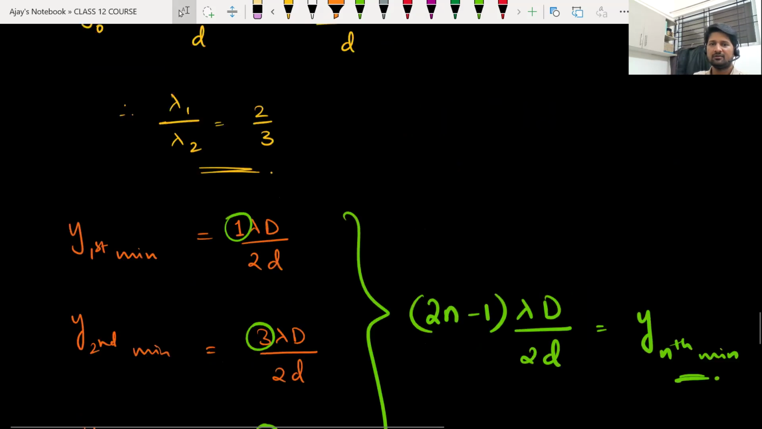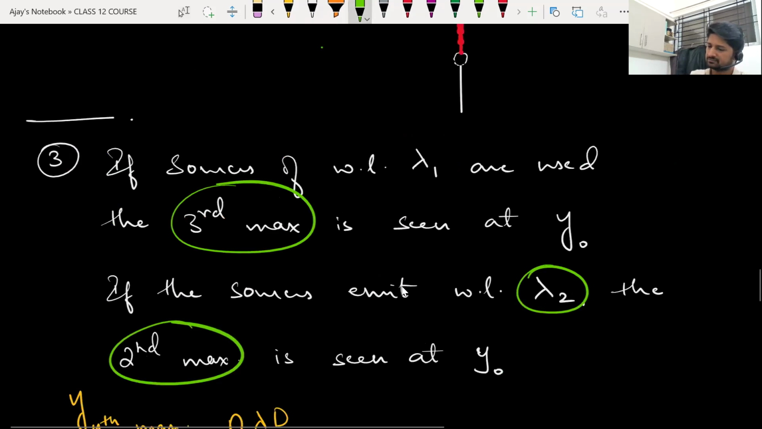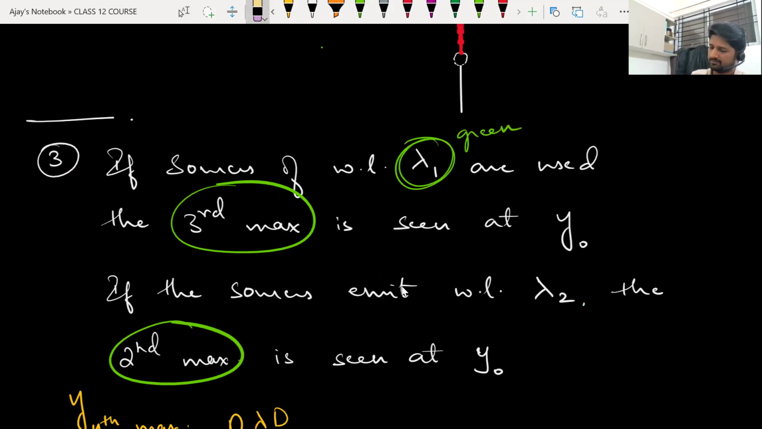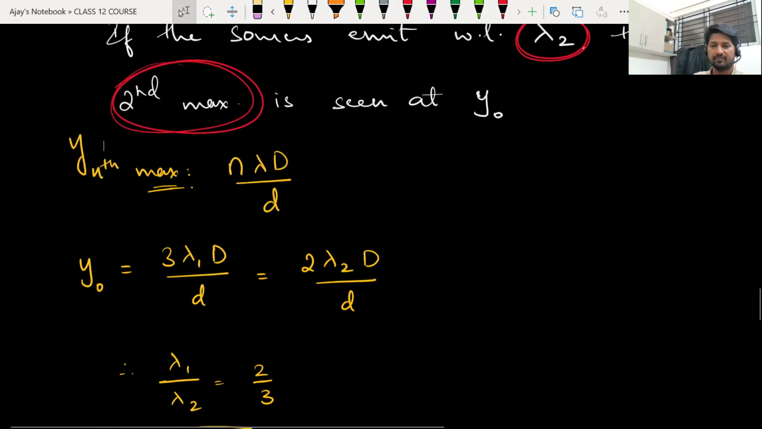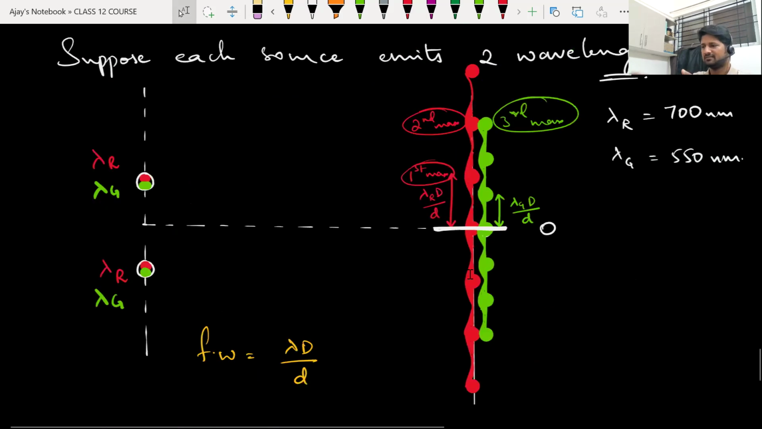You take lambda 1 as the green color's wavelength, and lambda 2 as the red color's wavelength. Fine. The third maximum of green is forming at the same distance as the second maximum of red. It's a coincidence that this diagram corresponds to that problem, so I'm able to explain better. This is what is happening there.